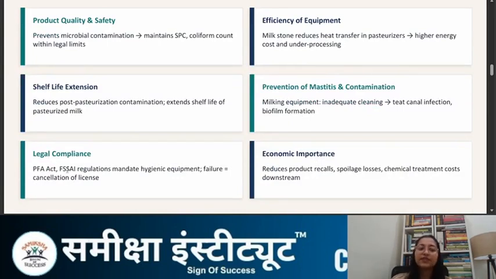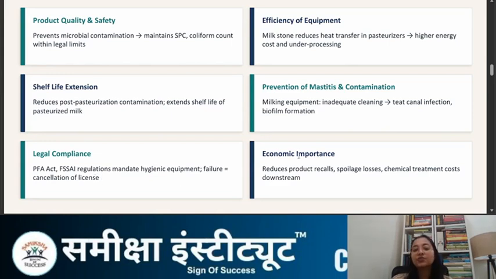Then next, we also need to improve legal compliance. How will we do that? We will ensure that there is no microbial contamination, SPC should be maintained, and coliform count should be within the legal limits. As per the PFA Act and FSSAI regulations, we need to have hygienic equipment, otherwise there will be cancellation of the dairy plant's license.